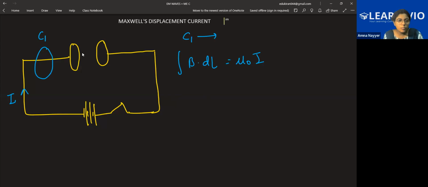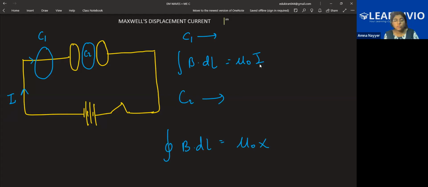But then a loop was taken in between these two plates. That is C2 here, where an interruption is present. In C1, current was flowing, so that's why it gave this answer. But when we talk about the C2 loop, the closed integral of B dot dl gave mu naught into 0, because there is no current through it.